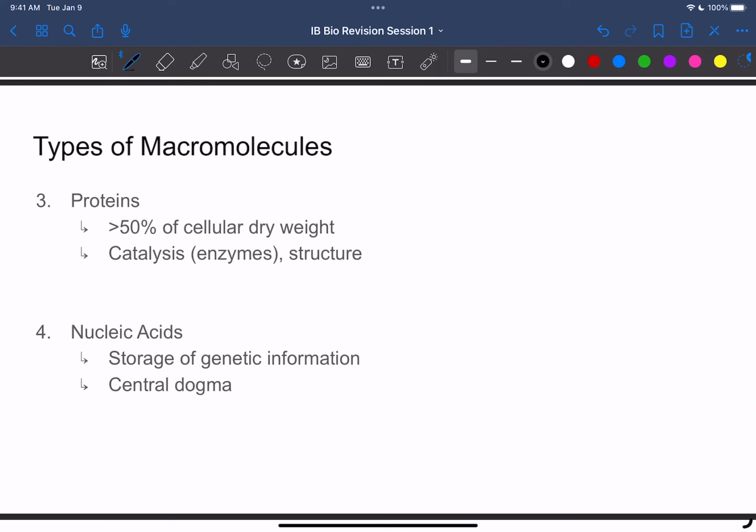The last one is proteins, and proteins make up over 50% of cellular dry weight. So you have a lot of proteins. The types of atoms they're made out of are C, H, O, S, and N, and you can remember this as CHONS, or "chosen." Proteins are chosen by your body to do different functions, and they have all these types of atoms. An example of their functions is catalysis, so enzymes, and also structure. So you have stuff like collagen.